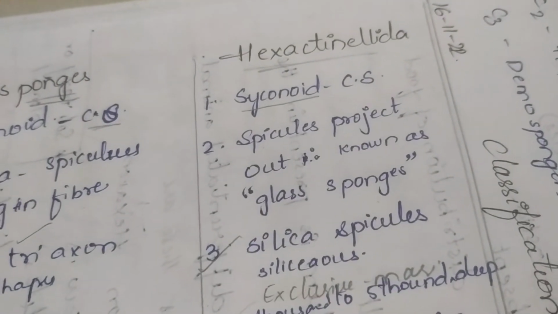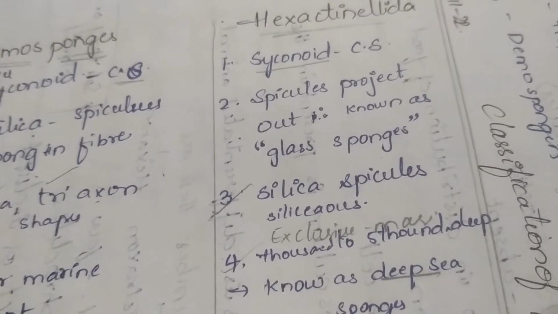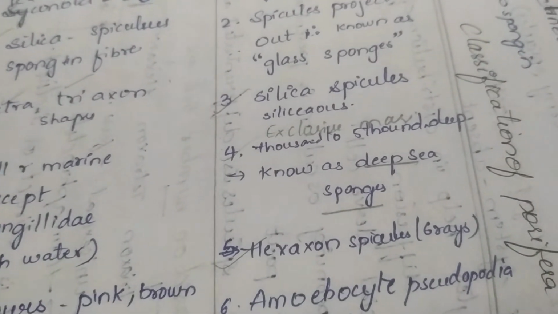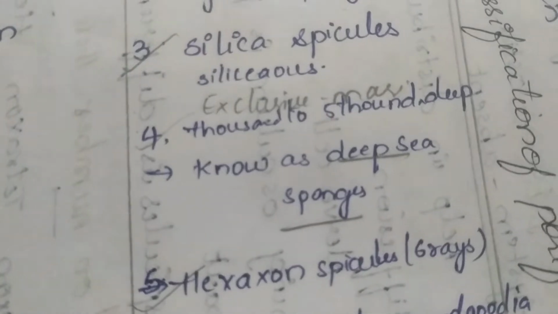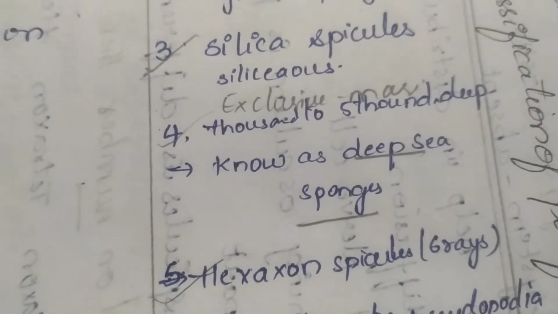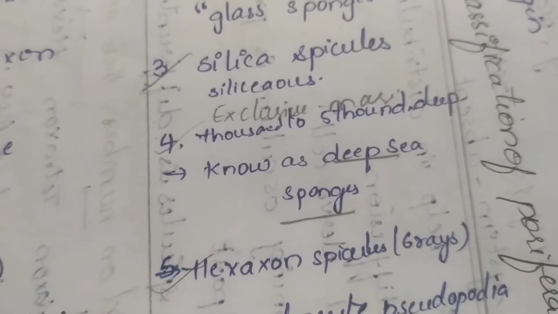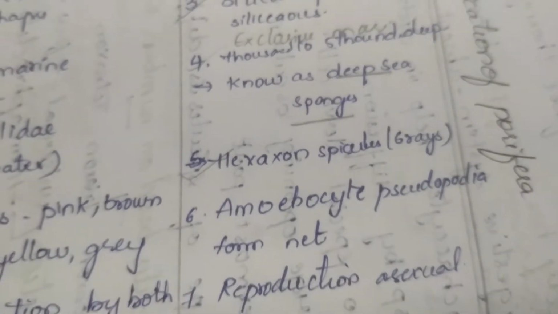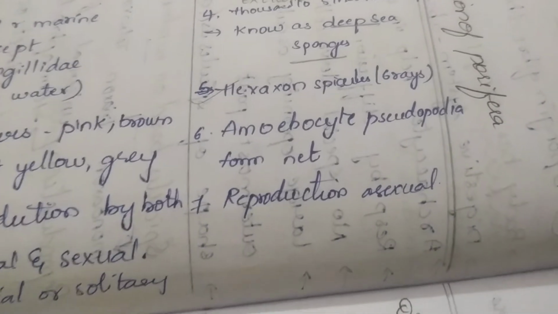Hexactinellida has a syconoid type of canal system. Spicules project outwards, that's why it is known as glass sponges. Silica spicules means siliceous. The very interesting and important thing is that they are deep sea sponges, because they live very deep, 1000 to 5000 meters deep. They have hexaxon spicules, 6 rays. Amoebocytes and pseudopodia form a net, and reproduction is asexual.